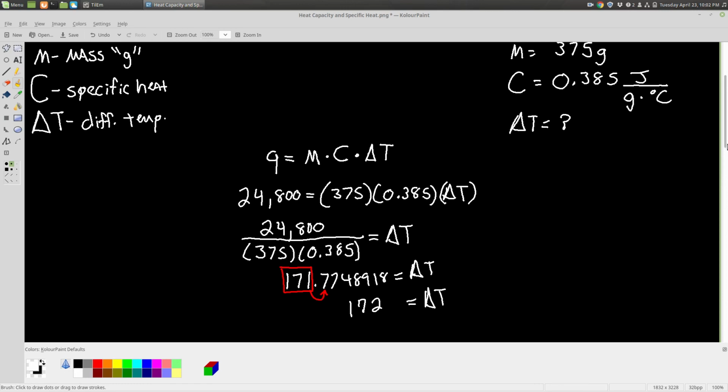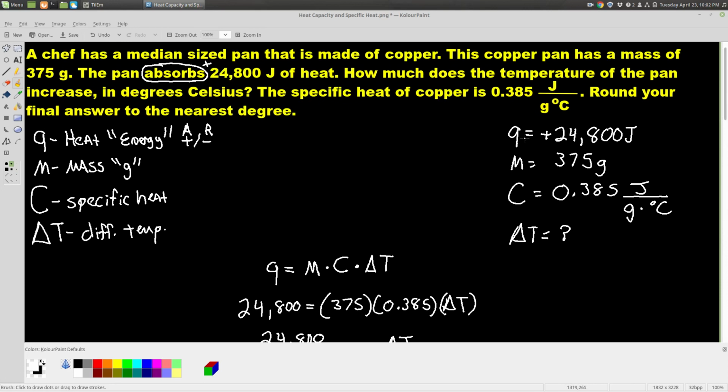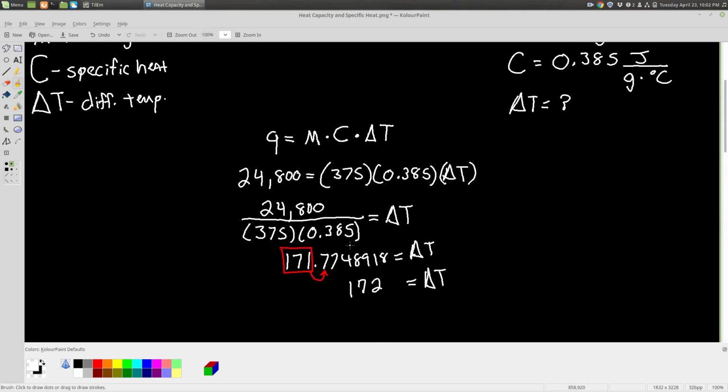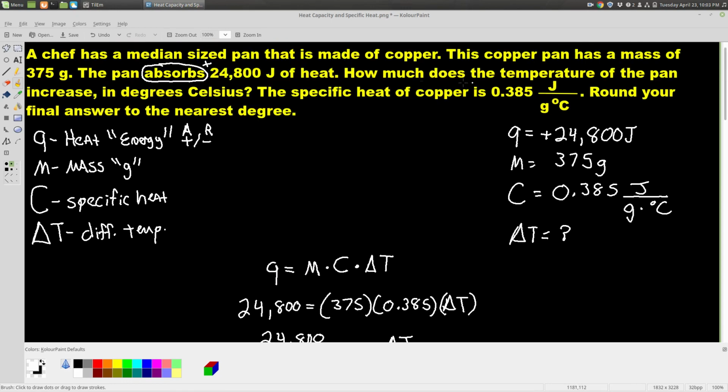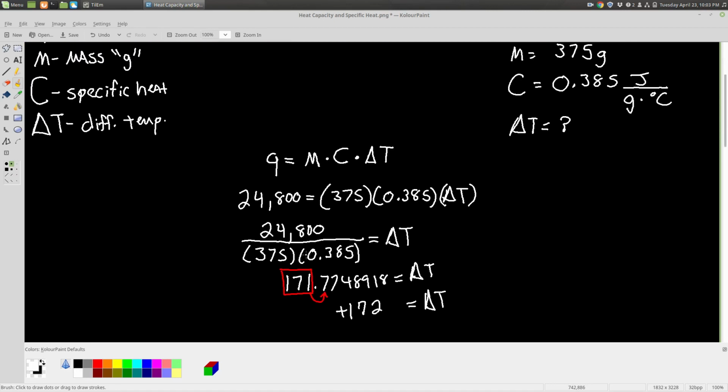Well, if you remember, in the very beginning when we were labeling everything, let's scoot this up so you can see this, we said that the Q, the energy, is positive because they said that it was absorbed. So we know that this is positive, okay? And plus, if you do the reading, you'll also see that it wants to know how much the temperature of the pan increases. So we know to say plus.